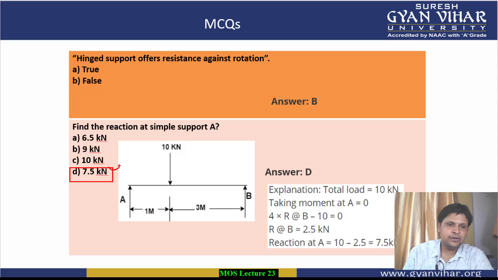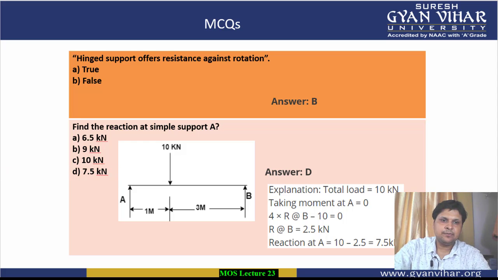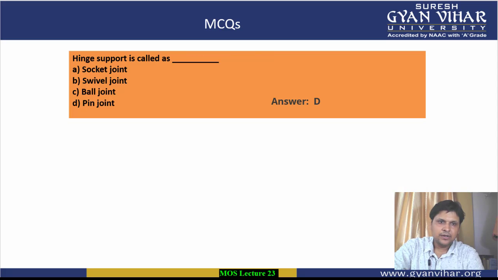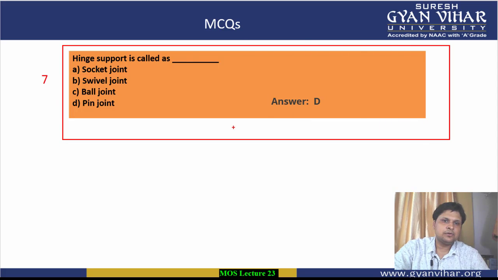Coming to the next multiple choice question, this is MCQ number 7. What is the question saying? It asks what a hinge support is called. We all know that a hinge support is also known as a pin jointed support. Hinge supports are those about which the beam can rotate. It is fixed in such a way that it can support the load, but it can rotate about that support. So basically it can be considered as a pin joint.